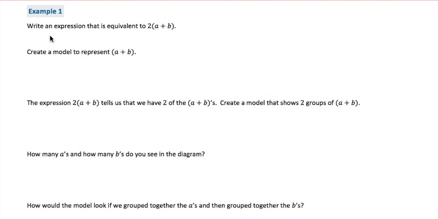Then in example 1, we're going to write an expression that's equivalent to 2 times (a plus b). So that would be a plus b plus a plus b. And then represent a model to represent a plus b. Now the expression 2 times (a plus b) tells us that we have 2 of the a plus b's. We have 2 of these. So we'll show that as well.